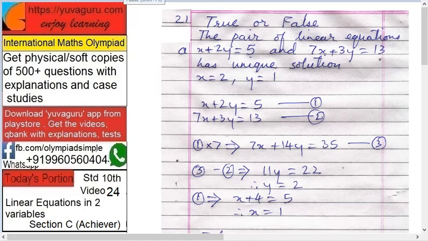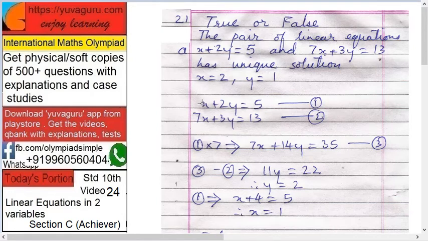First one, let's start. True or false? There are 3-4 sub questions to this. First one, the pair of linear equations x plus 2y equals 5 and 7x plus 3y equals 13 has a unique solution. Unique means what? Only one solution. And the answer given is x equals 2 and y equals 1. Means only this solution they have.